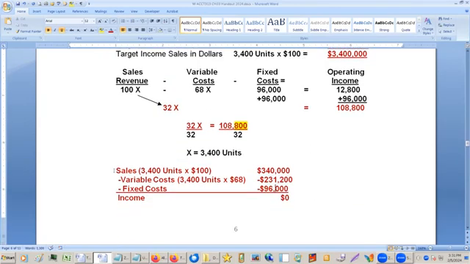I was looking at that one thinking, why is that still 96? And then I realized it's fixed cost. Of course it's going to be 96.